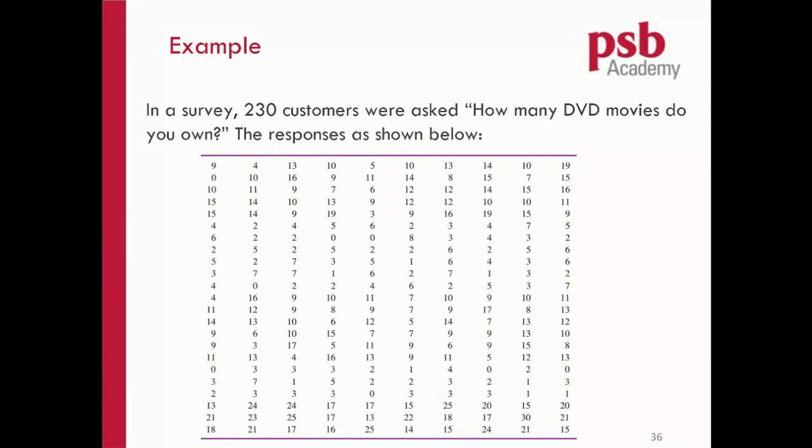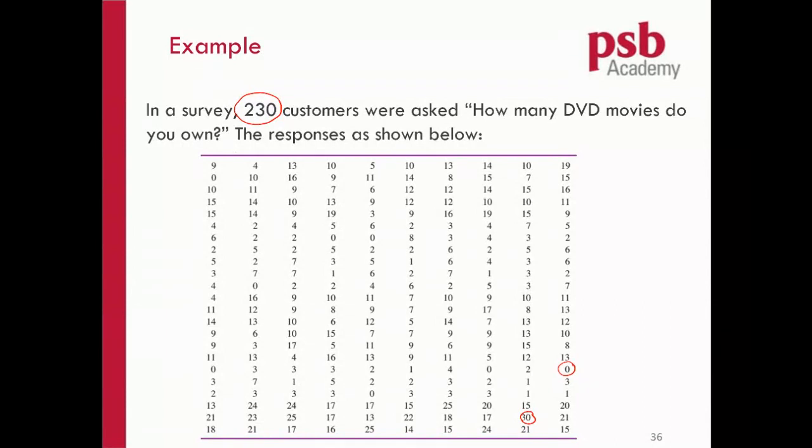The customers are asked, how many DVD movies do you own? So what can you respond as an answer? You can only respond with a number. I have 2, I have 4. I cannot tell the person I have 2.5, right? So these are discrete numbers. But these discrete numbers will have a big range. What is the smallest number here? 0 is the smallest number, right? There are quite a number of zeros here. And what's the biggest number? 30. Okay? So the question says you have 230.